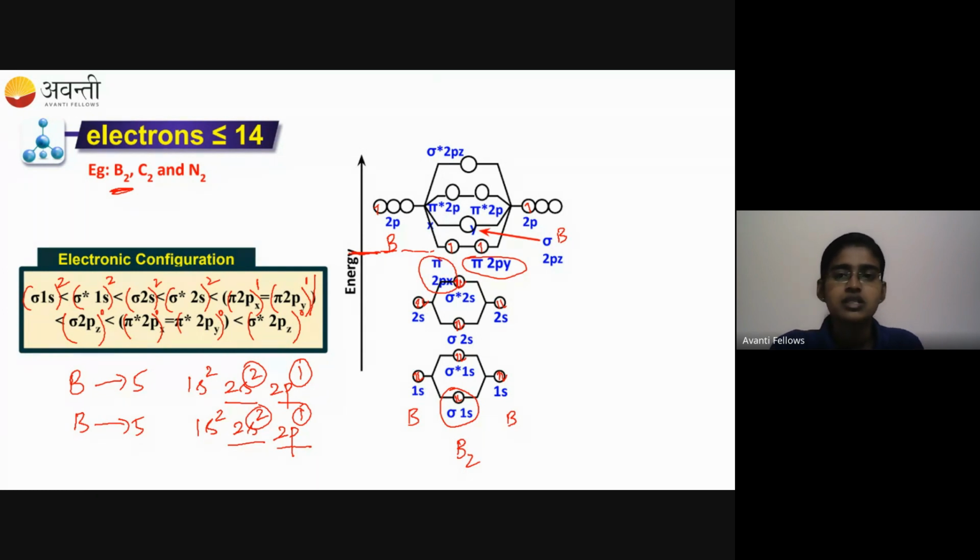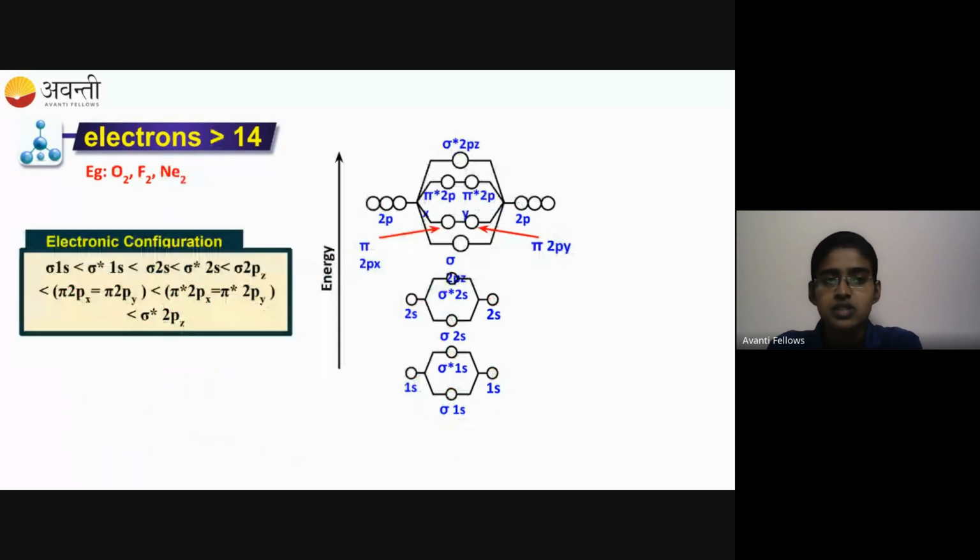Now let's go with the next case: systems which have more than 14 electrons. The examples are oxygen, fluorine and neon. The atomic number of one oxygen is 8, so for 2 oxygens, 16 electrons. Fluorine is 9 plus 9, 18. And neon is 20. All these 3 species have more than 14 electrons.